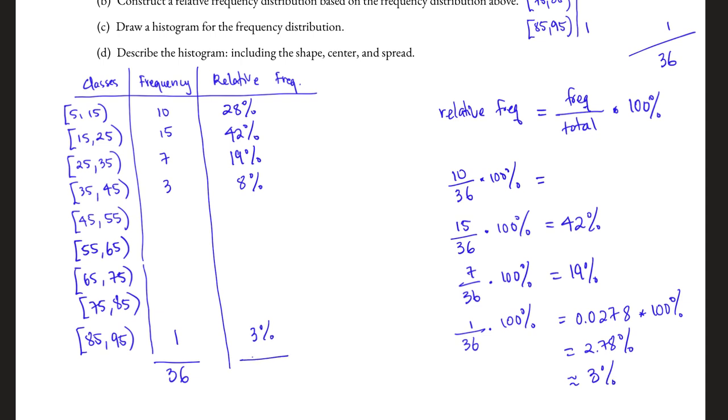Now, the total needs to add up to 100%. So if we were to take 28 plus 42 plus 19 plus 8 plus 3, then we will get 100%. This is what we call a relative frequency table.